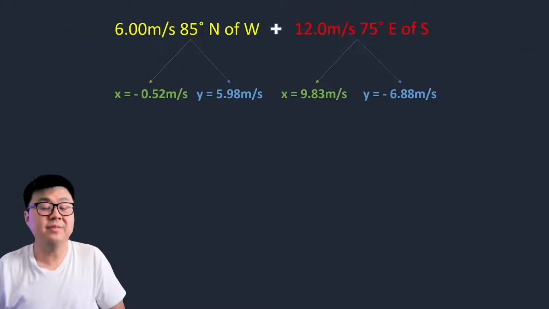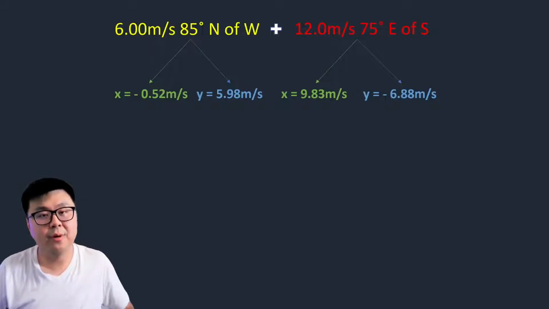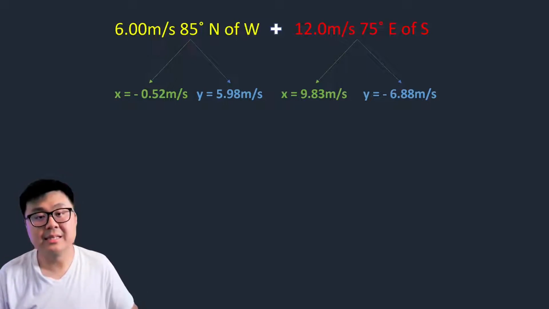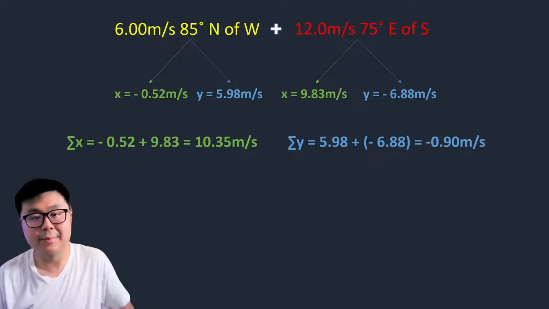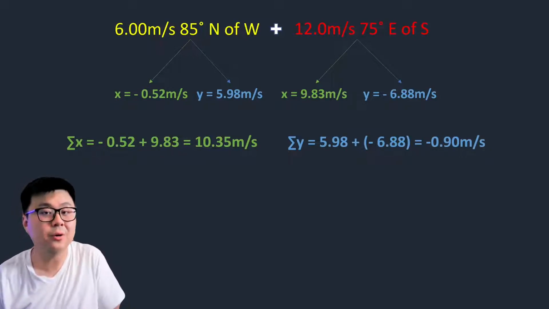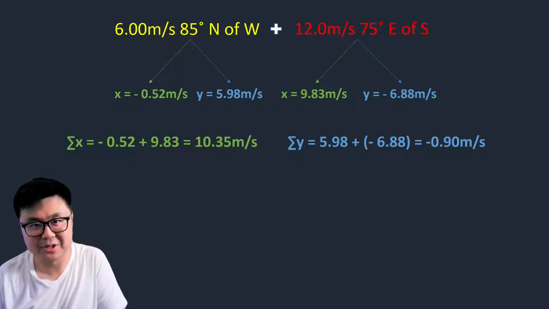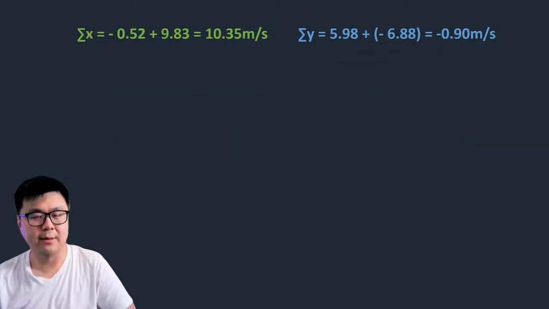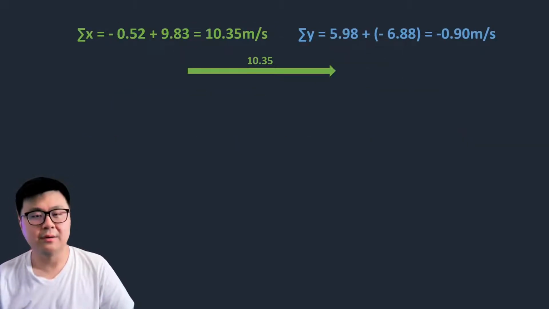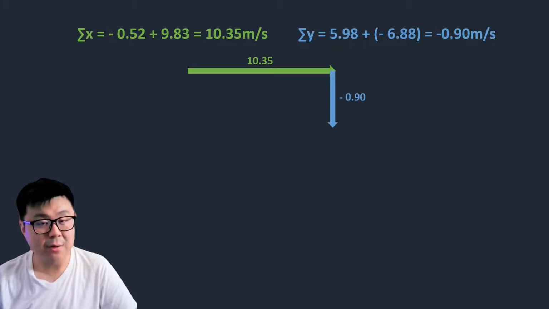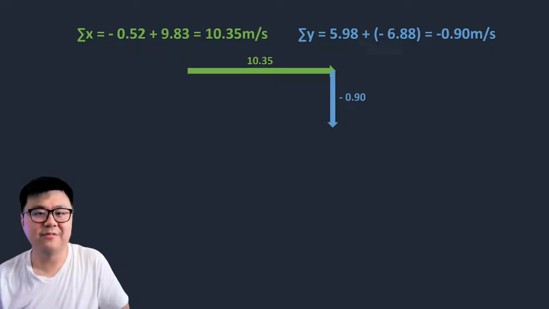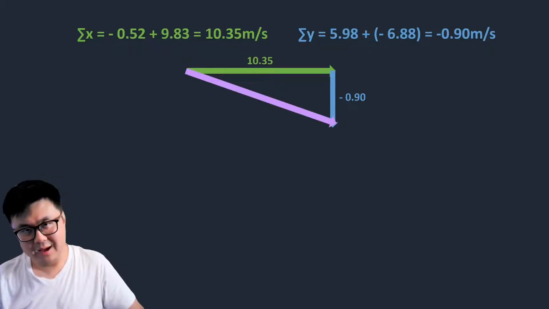All right, so now we've taken both of our initial vectors and we've broken them down into their own respective x and y components. So now I can sum up all the x components and sum up all the y components to have my final overall x component of 10.35 meters per second and my overall y component of negative 0.90 meters per second. With my overall x and y components, I can make a right triangle here. Here is my x component going to the right because it's positive, and my overall y component going down because it's negative. So my final vector sum will be this one here, going diagonally downwards.